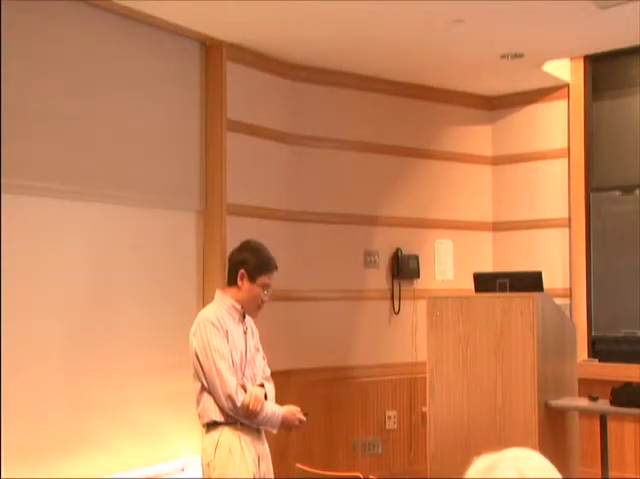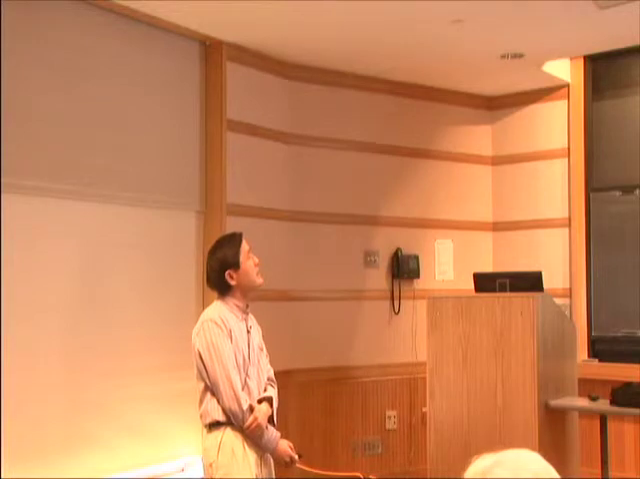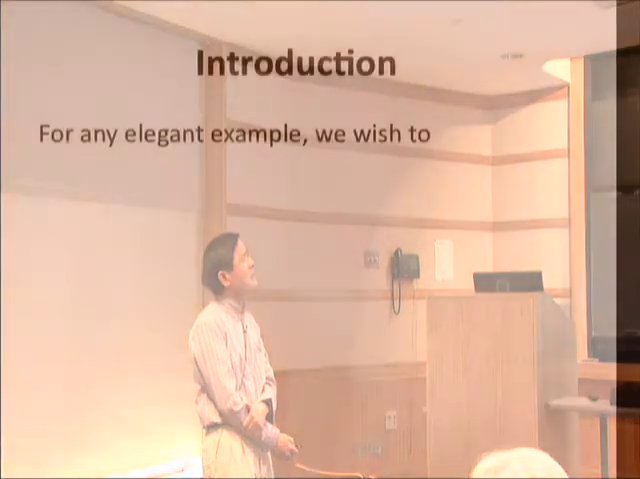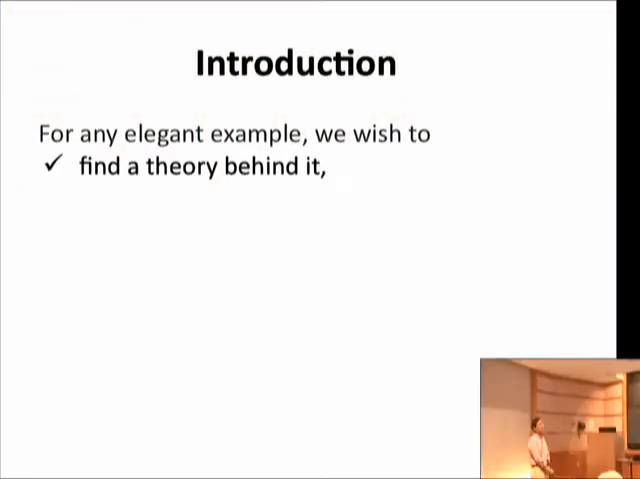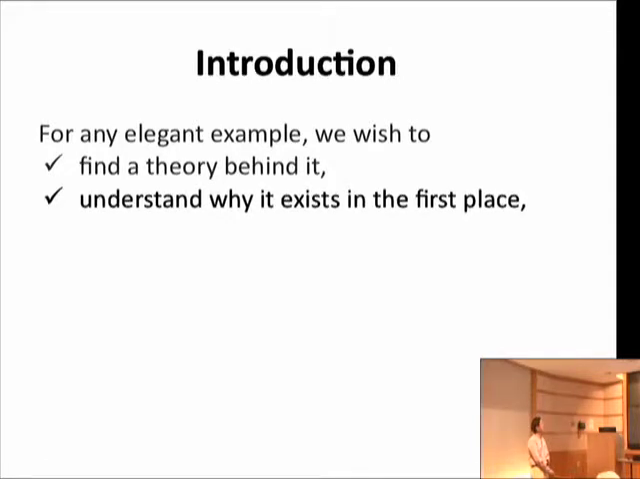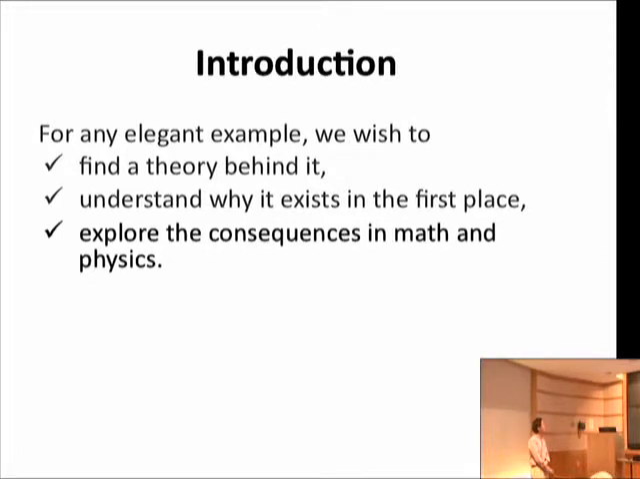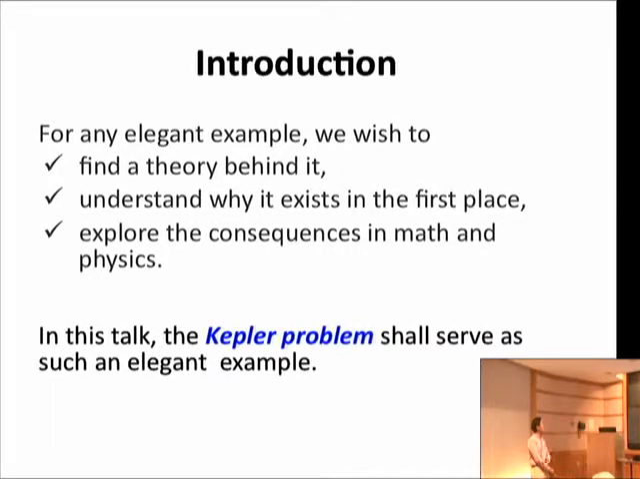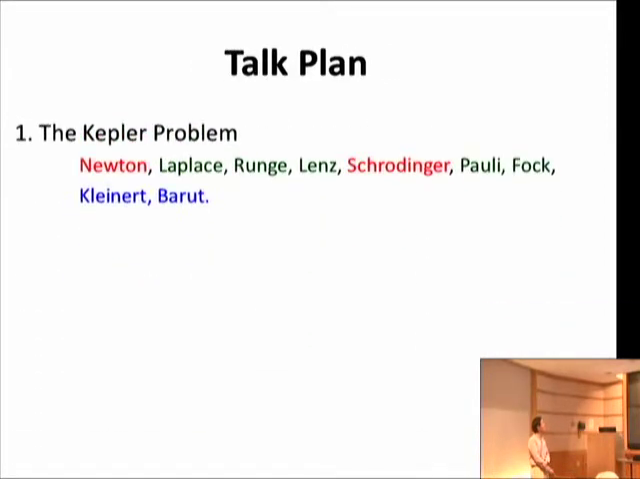Okay, so I will start with a general remark. For any elegant example, we wish to find a theory behind it and understand why it exists in the first place. Of course, these two issues are related. And finally, we want to explore the consequences in math and physics. And I would argue in this talk that the Kepler problem serves as such an elegant example. Here's my talk plan.